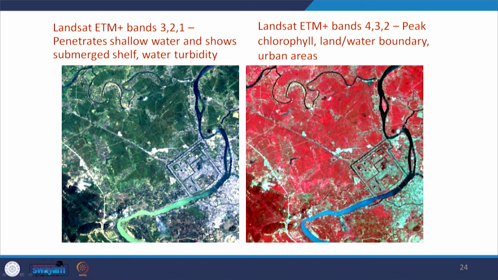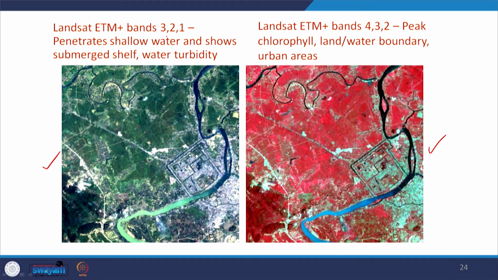Here I am showing you ETM bands, a combination of 3 bands in a particular area. This is a true color composite, and the other is showing the false color composite. The first one is a combination of bands 3, 2 and 1, and the second one is a combination of band 4, band 3 and band 2. So, the first one is the true color.